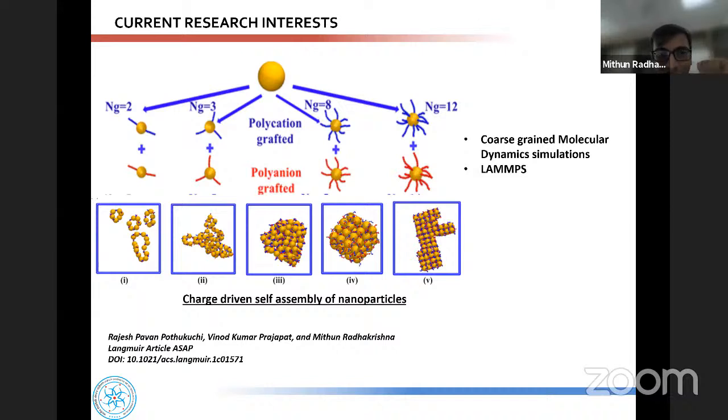So this is some work which is going on. We are interested in how grafted nanoparticles, so these are nanoparticles grafted with polyelectrolyte chains, assemble in solutions. We are able to design a variety of structures, from rings to aggregates to nice sheets to crystal lattices. This was recently published in Langmuir, so if you're interested, please go through it.